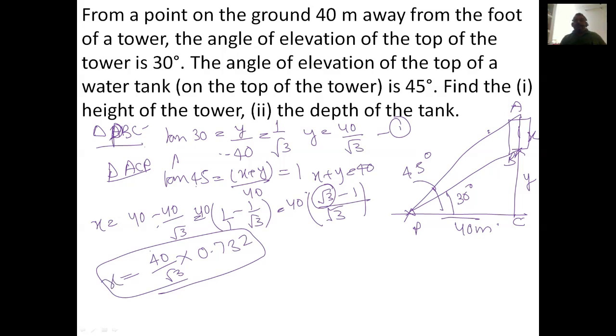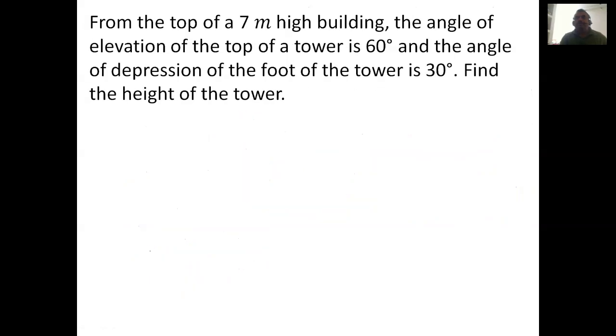So basic mathematics we will do separately. I will show how to solve this square root values. Now, from the top of a 7-meter high building, the angle of elevation of top of tower is 60 degree and the angle of depression of the foot is 30 degree. Find the height of the tower. So there are two towers.